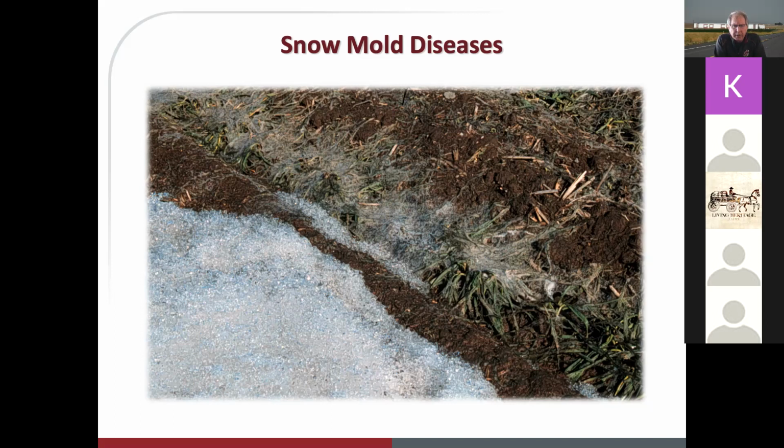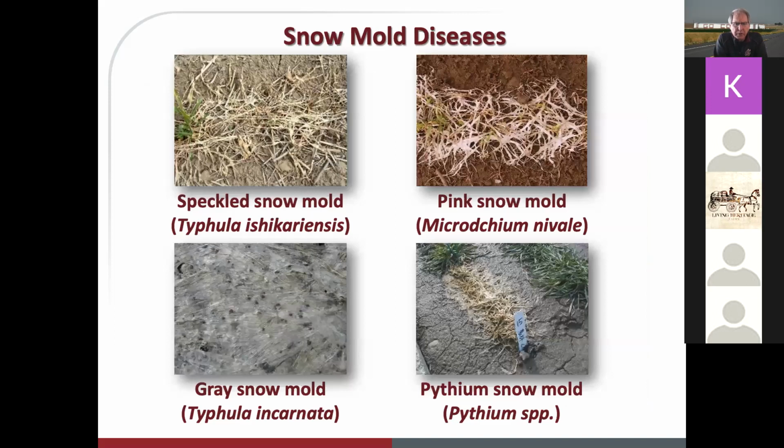So in the photo there, the snow is receding. I took this photo within a couple of days of the snow melting back. What you see on the surface is this mildew-like appearance on those plants, and that's a sure sign of snow mold. In our area, there are actually four different snow mold diseases that occur. The two on the top, speckled snow mold and pink snow mold, are the ones that we see the most frequently and are our biggest problems. The two on the bottom are less common and less damaging for the most part.